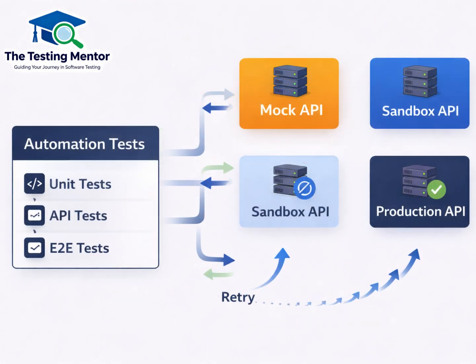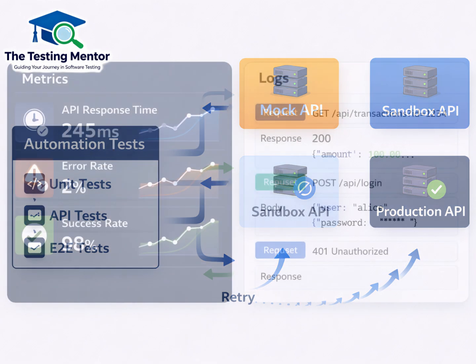Even though mocking is useful, we still need some tests against the real API. But these should be limited. Typically, smoke tests, integration tests in staging, periodic validation tests. The goal is to verify the real integration without overloading the API.